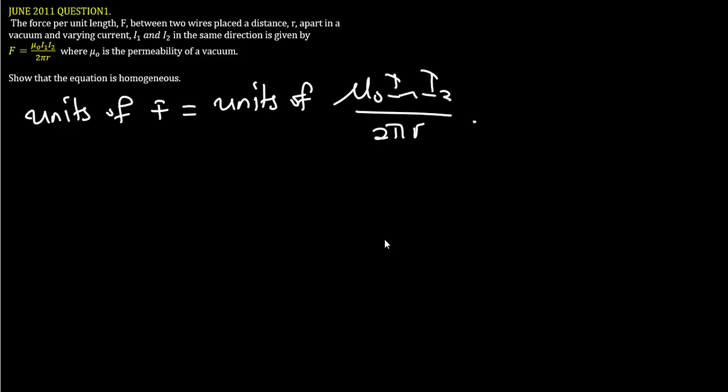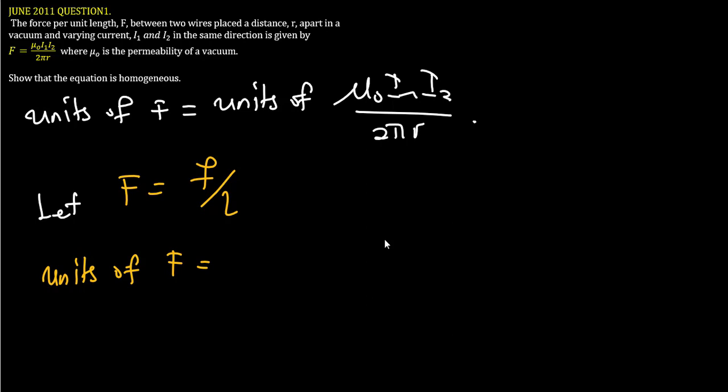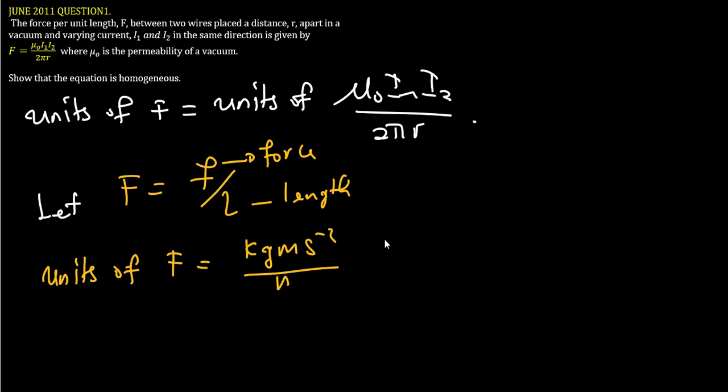And so what we get from here is we are going to let capital F be small f all over L, where small f is the force and L is the length. That's the force per unit length. So the units of capital F will simply be the units of small f on L. The units of force is kilogram meter per second squared, divided by the meter, and so we have the kilogram per second squared as units.